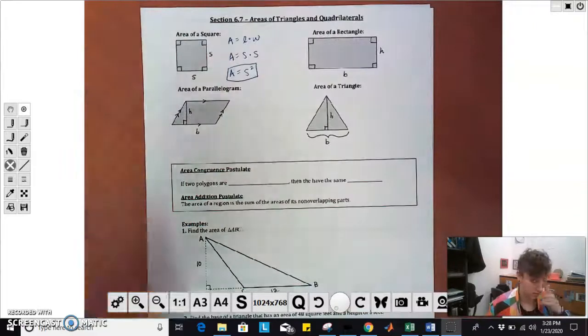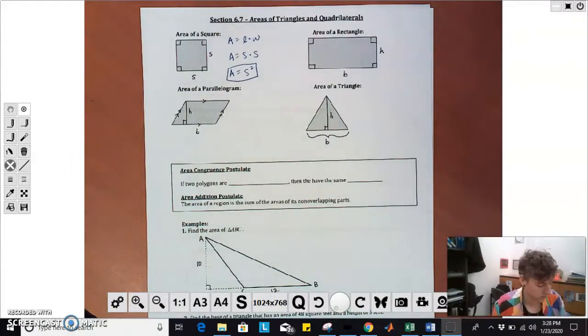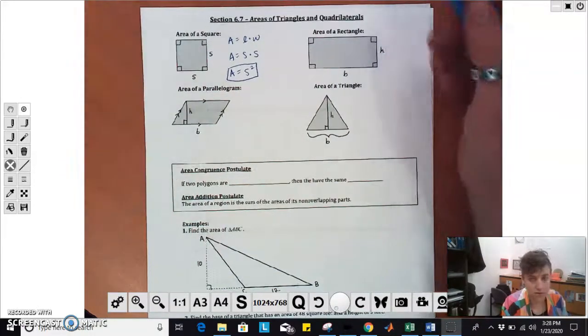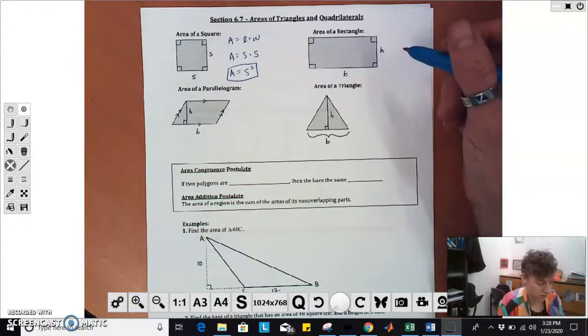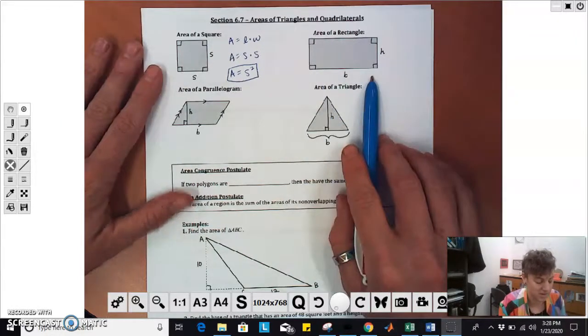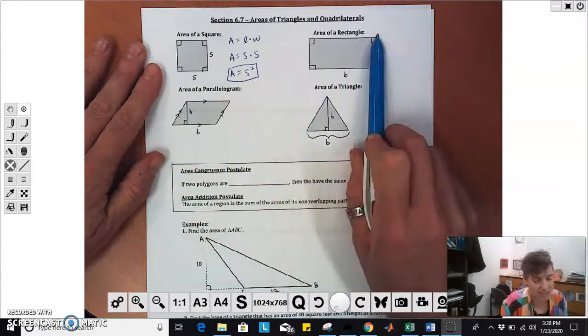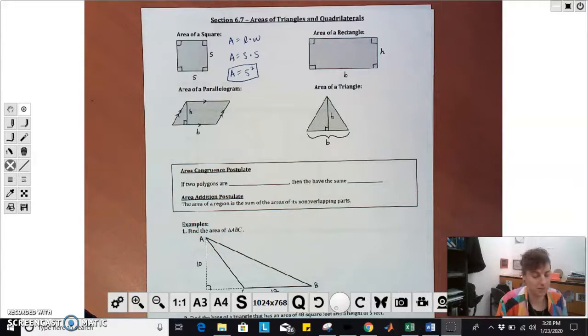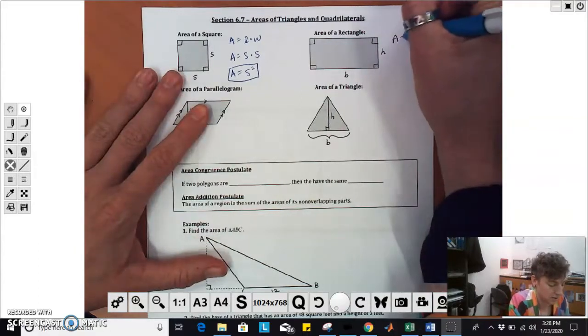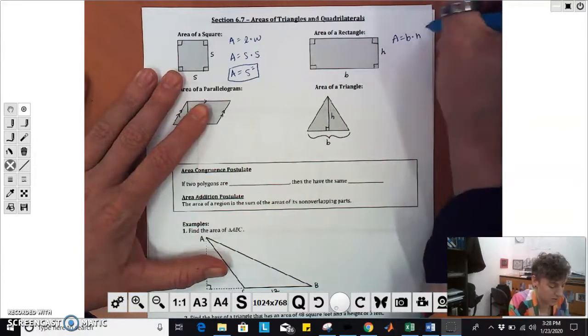Pretty cool. Pretty wonderful. Area of a rectangle, also length times width. We can rename the length as the base and the width as the height, but it's going to be the base times the height. It's the same thing as length times width. Same thing. Area, base times height.